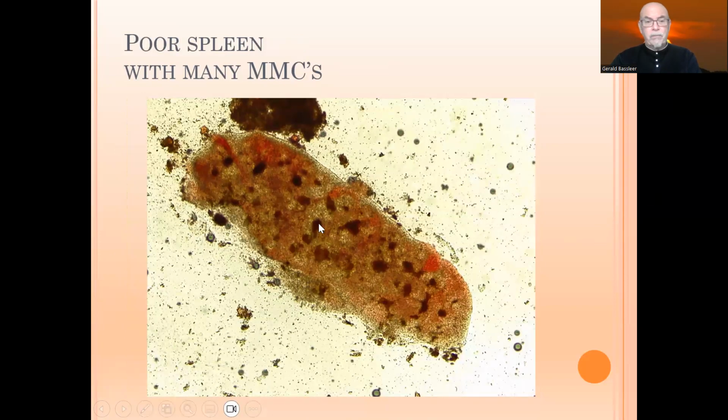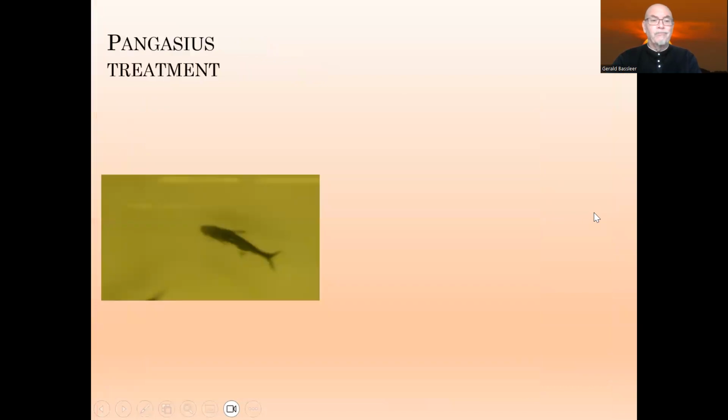And at the same time, he has an infection in the spleen. You see the melanomacrophage centers here in the spleen. And that usually happens after an infection in the gills. Bacteria can infiltrate the fish through the bloodstream and also infect internal organs. And particularly I show here the spleen, which was also in poor condition.